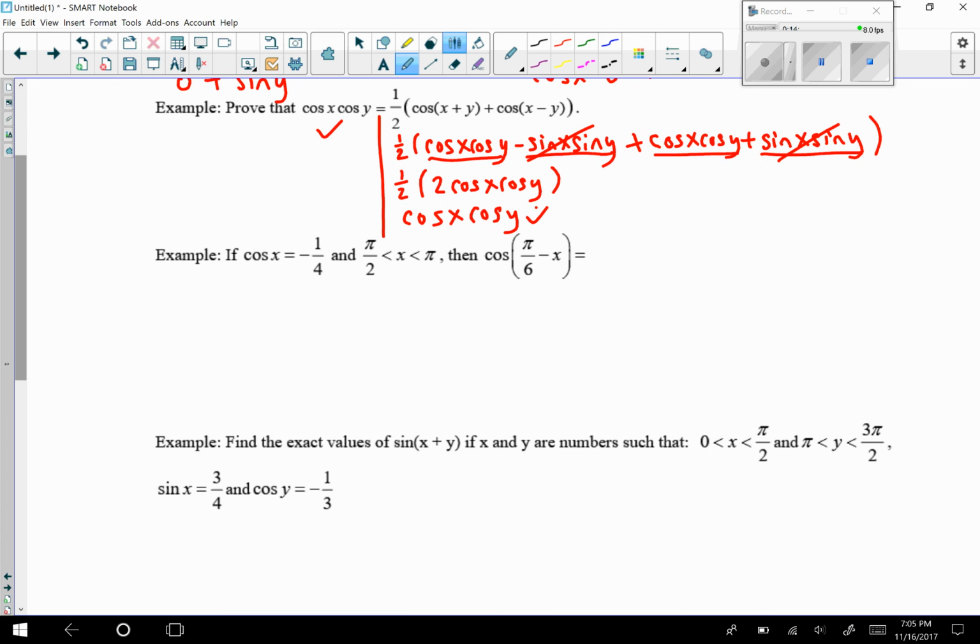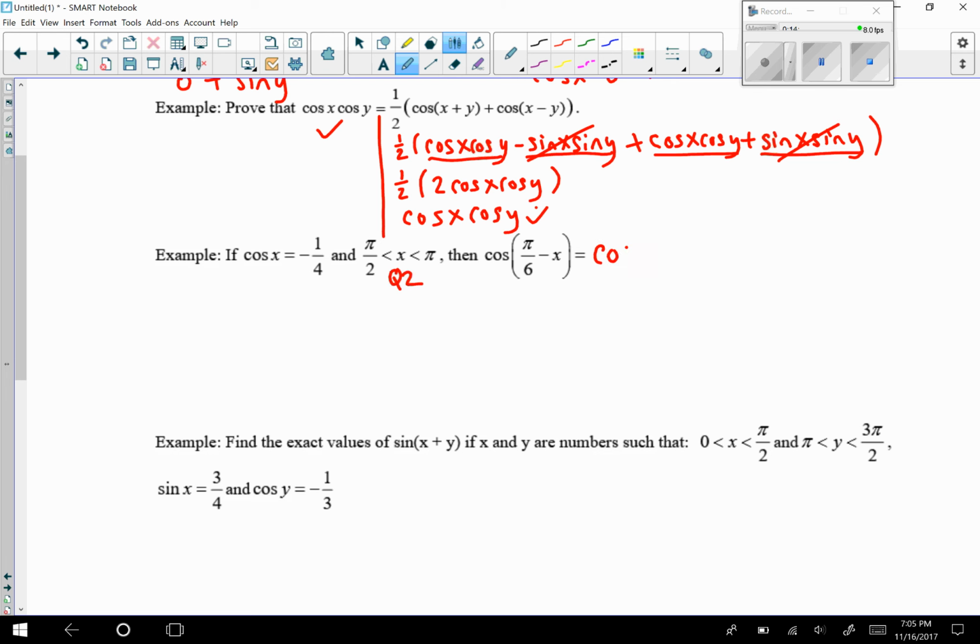For the next one, we're going to look at, it says if cosine of x is equal to negative 1/4, and our x values in between pi over 2 and pi. So pi over 2 and pi, of course, is in quadrant 2. Then we want to figure out what cosine pi over 6 minus x is equal to. So let's go ahead and use our subtraction identity to see what we need to find.